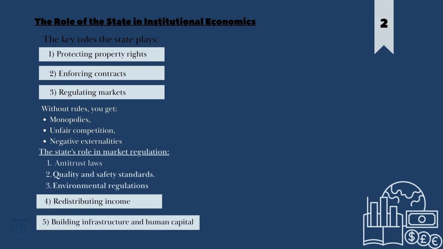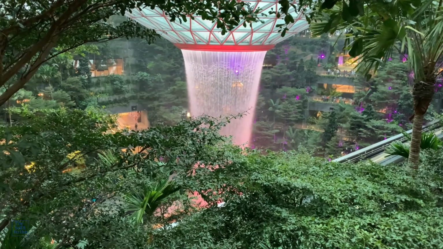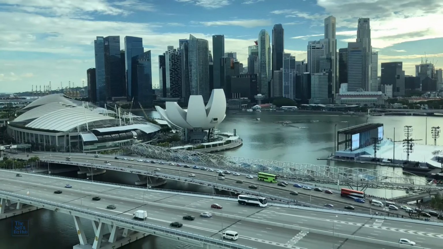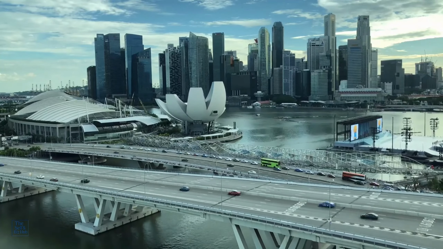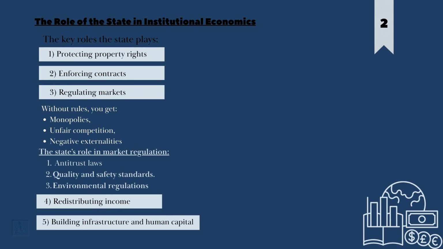5. Building infrastructure and human capital. Citizens and businesses pay taxes, and the state invests them into roads, universities, and hospitals. These are long-term investments that benefit everyone and build the foundation for a healthy economy and society. A great example is Singapore, which invested heavily in education and ports, turning itself into one of the world's biggest hubs. So, the real question is, how much state should there be in the economy? Too little state power leads to chaos and the law of the strongest.